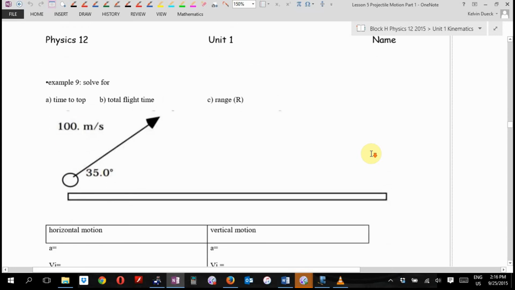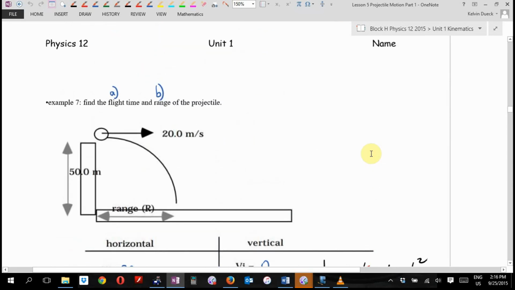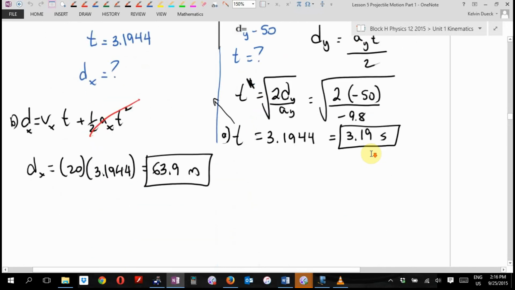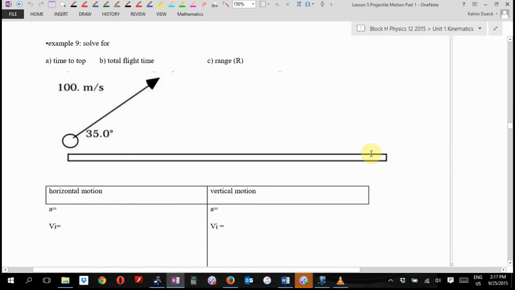I guarantee you on your test there will be a cliff horizontally. Either I'm going to give you the vertical height, find time, find range, or I'm going to give you the range, find time, find vertical height. You're going to do both in the homework. I guarantee you on your test there will also be a projectile on the ground at an angle, a little tougher.